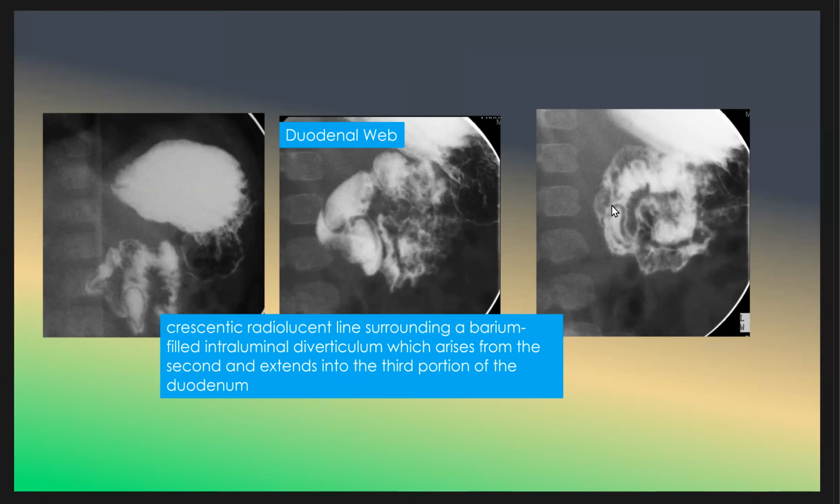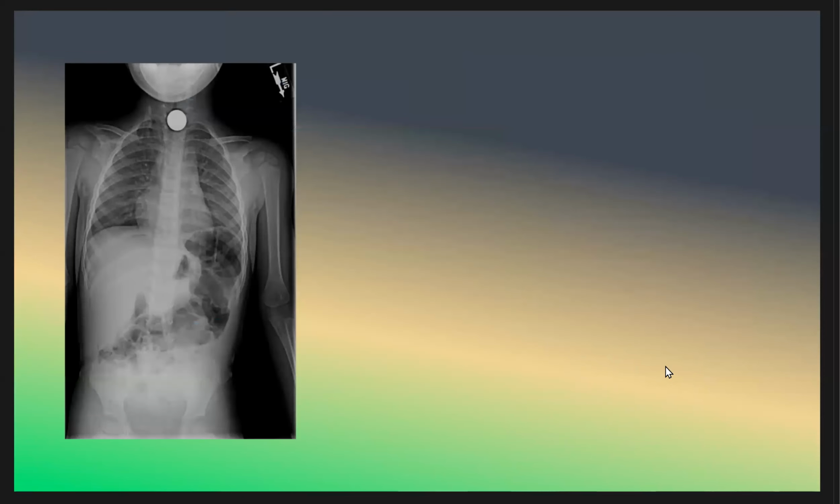Can you remember the sign of this web? What do you think the patient has? This patient has a foreign body in the upper esophagus, and it is a coin.